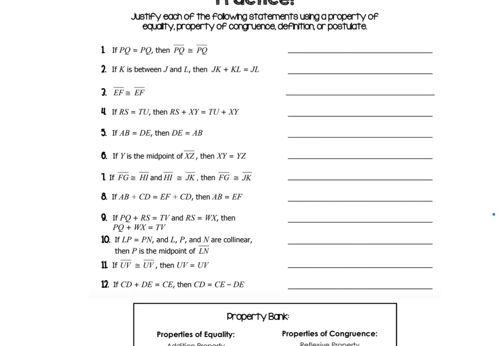Now, there is a bank at the bottom. Some of those things that we've talked about, some of them we really haven't. So some of these are going to be a little bit new for statements that we're going to use. And so we're not necessarily doing a proof here. We're just providing a reason or a statement or a postulate as to why we are saying what we're saying.